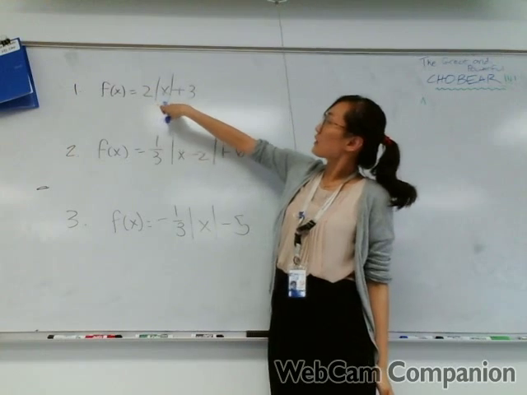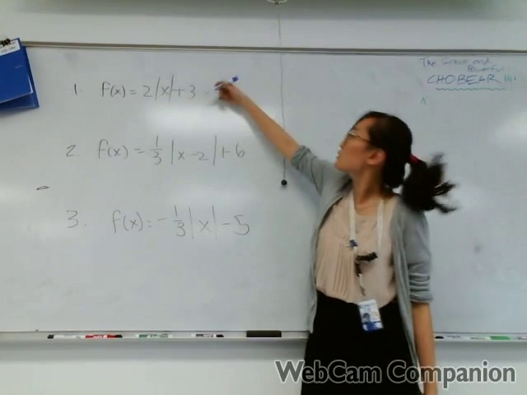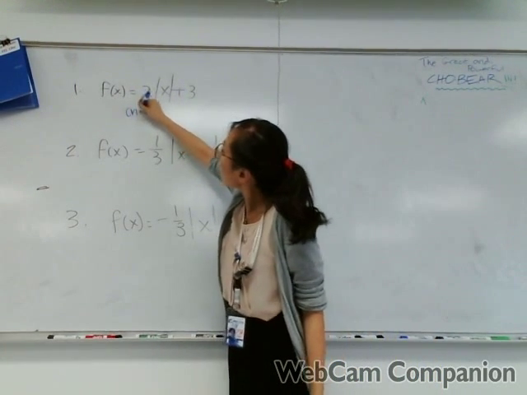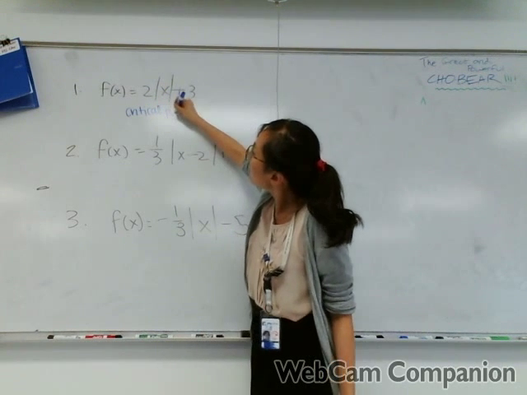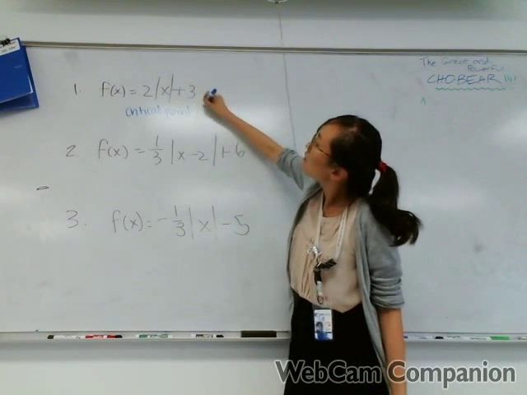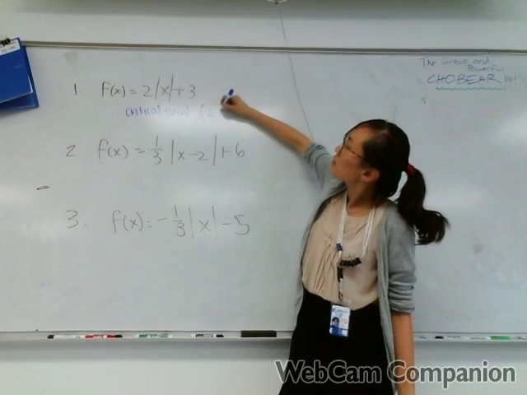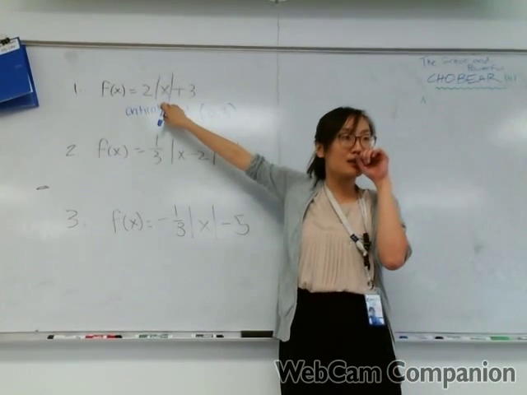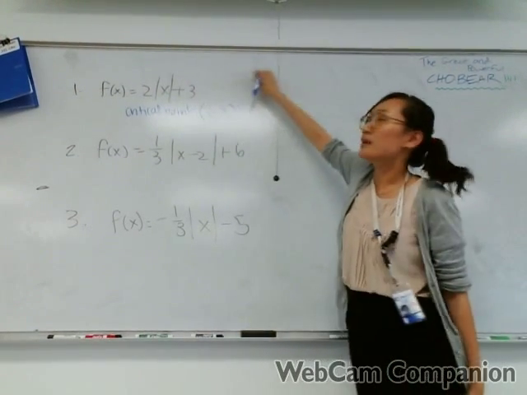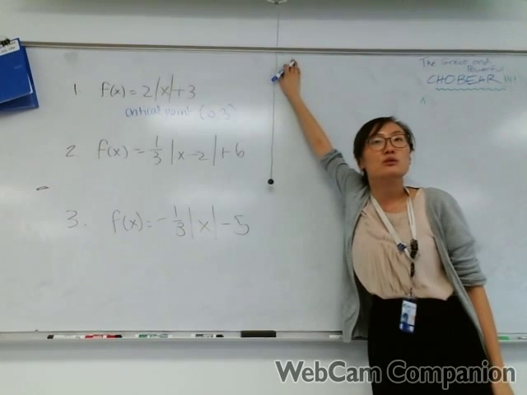Absolute value 2, absolute value x plus 3. Okay. Just real quick as review, what's the critical point here? 0, 3. I'm not subtracting anything, so it's 0. I'm adding 3, so the critical point is 0, 3.